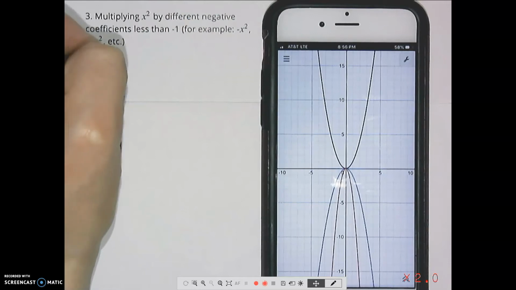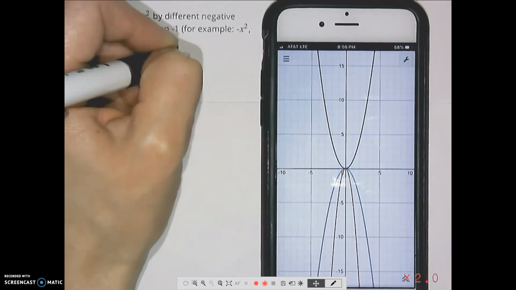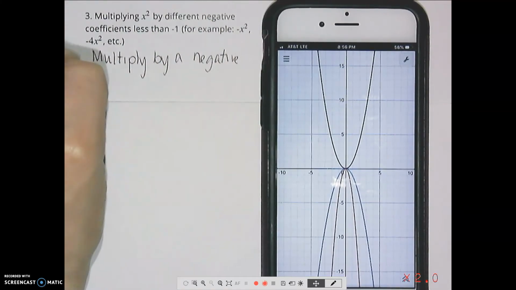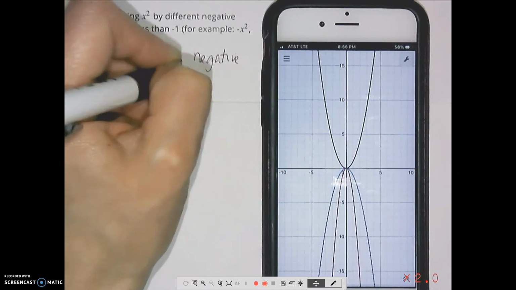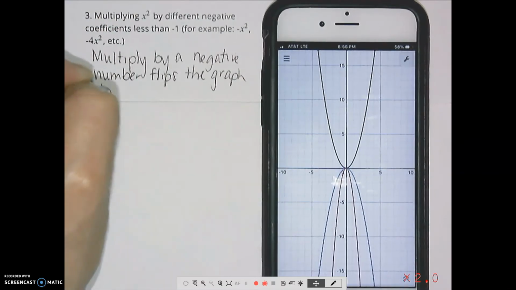So multiplying by a negative number flips the graph downward.